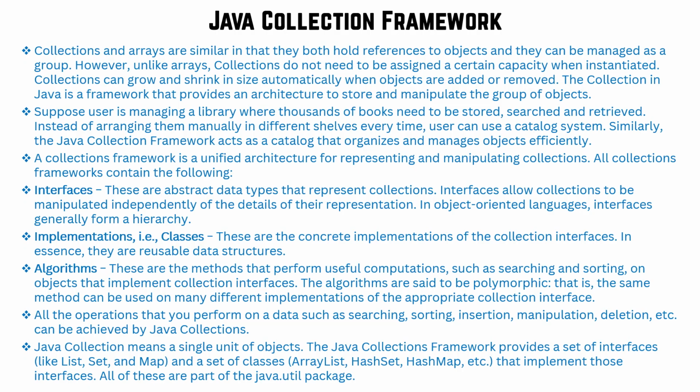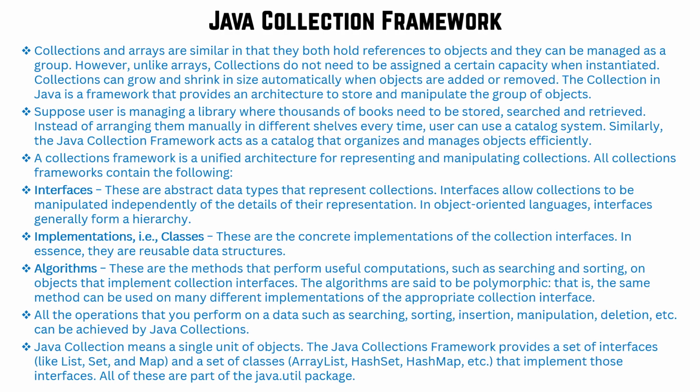These are the methods that perform useful computation such as searching and sorting on objects that implement collection interfaces. The algorithms are said to be polymorphic, that is, the same method can be used on many different implementations of the appropriate collection interface. So that is the beauty of the methods, interfaces and the classes. Interfaces and classes will have so many methods, and whatever methods are there, you can call the same method again and again, n number of times in your code.